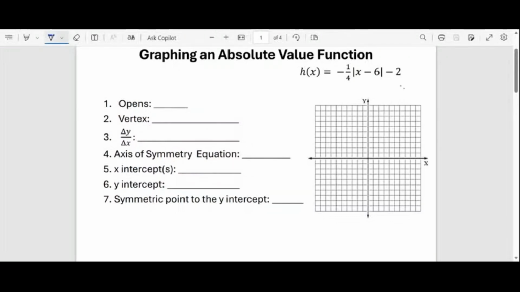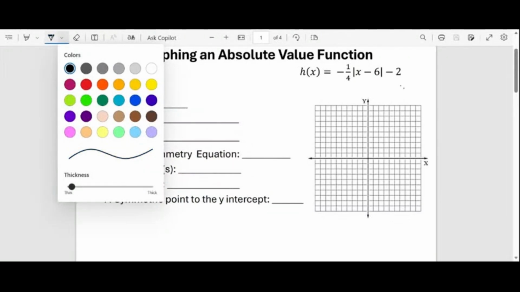This video is going to cover how to graph an absolute value function. Let's go ahead and get started here.